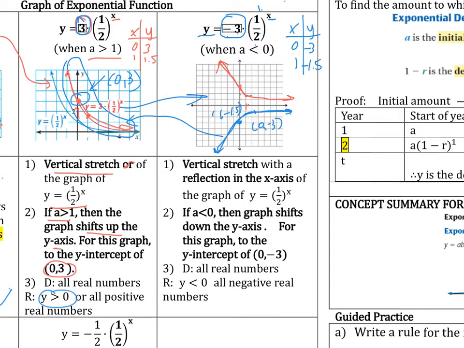Okay, and what do we notice here? Number 1, y equals negative 3 times half to the x power is a vertical stretch with a reflection in the x-axis of the graph of y equals half to the x power. And we can also say that when a is less than 0, or when it's negative, then the graph shifts down the y-axis, for this graph to the y-intercept (0, negative 3). And for the domain, it will be all real numbers, and the range will be all negative real numbers, or you can simply write y less than 0.